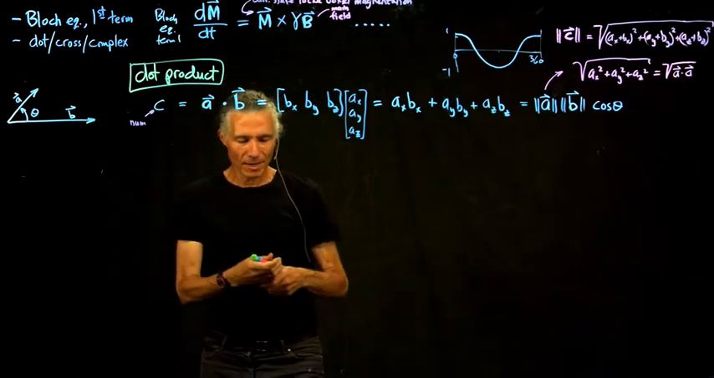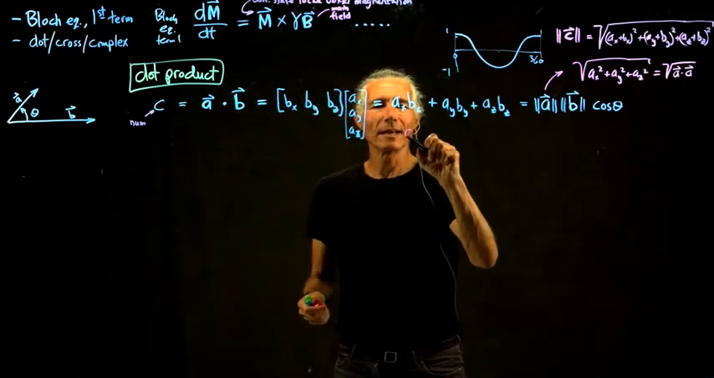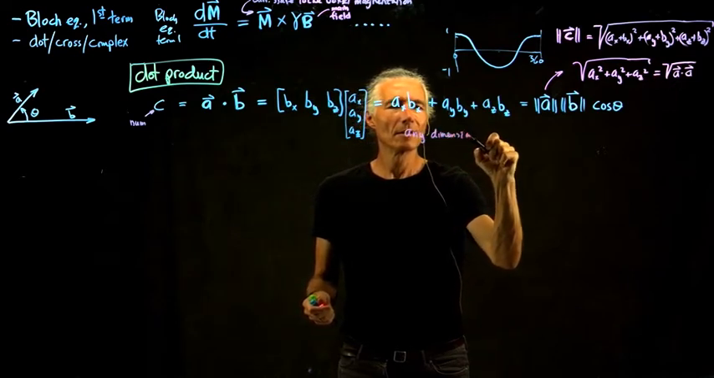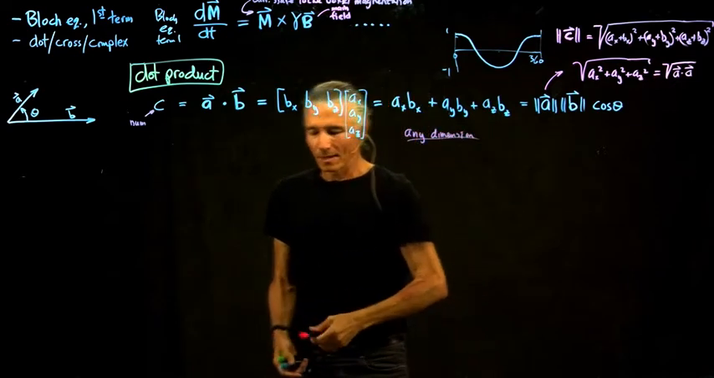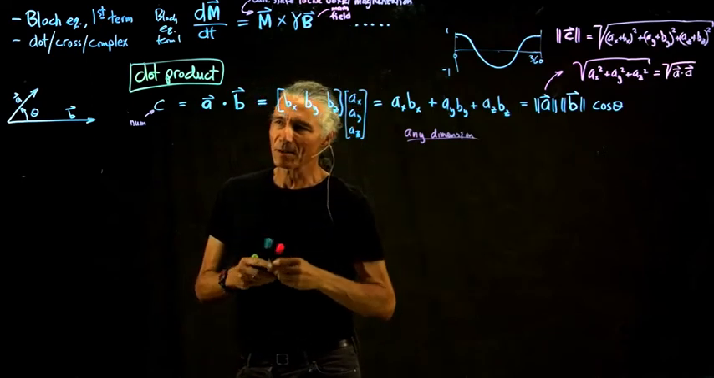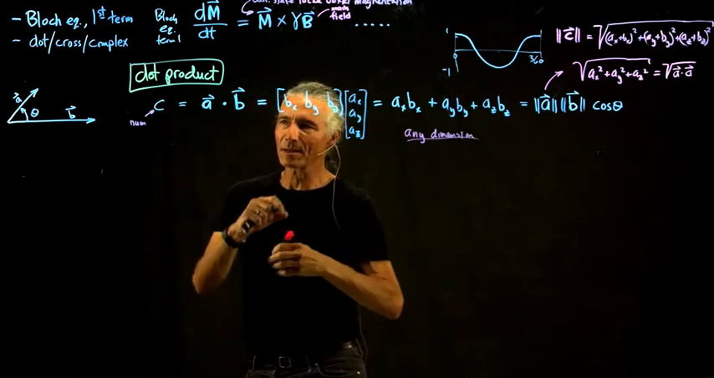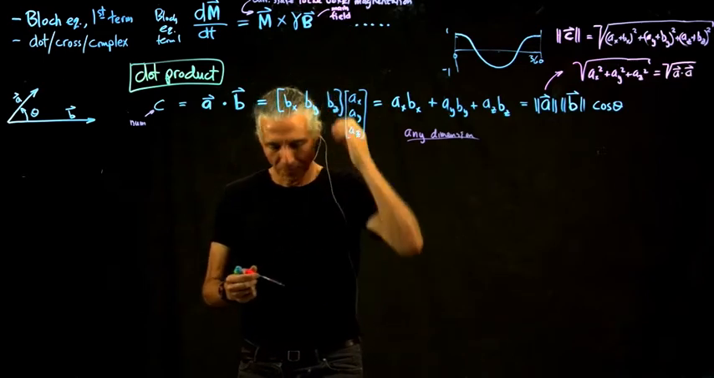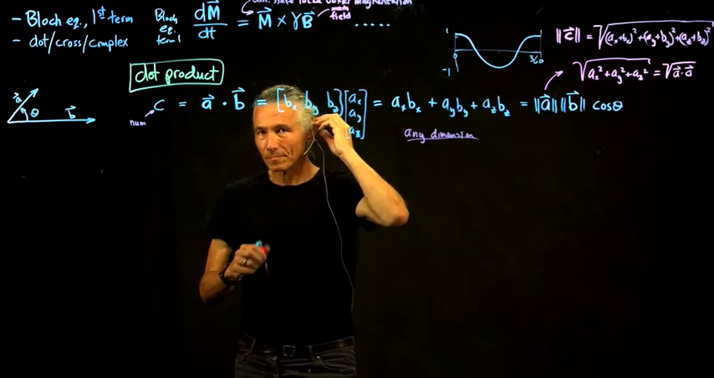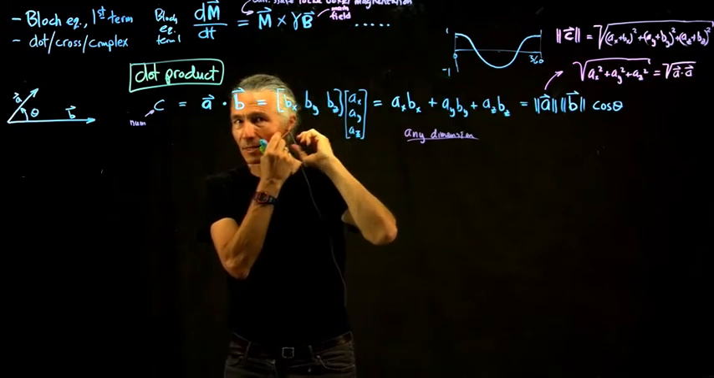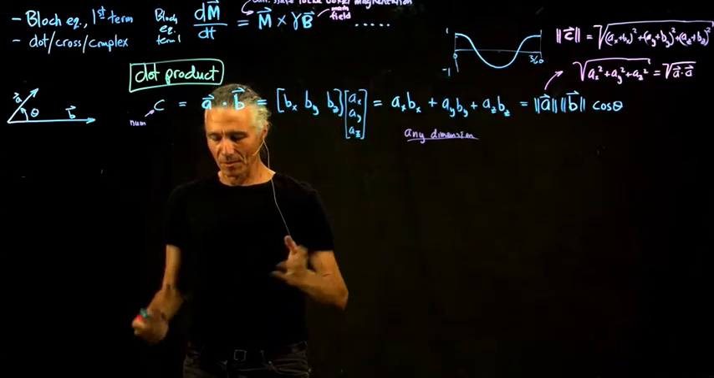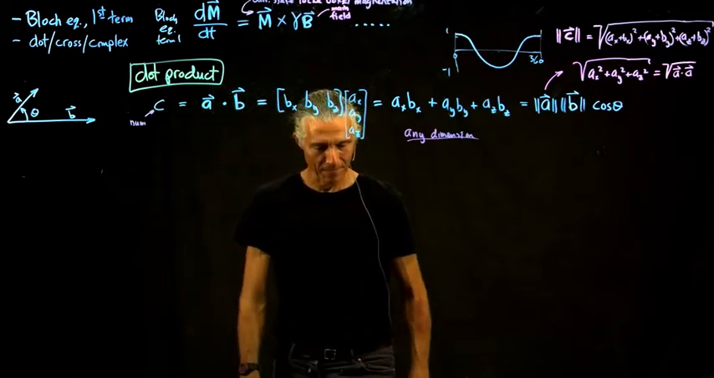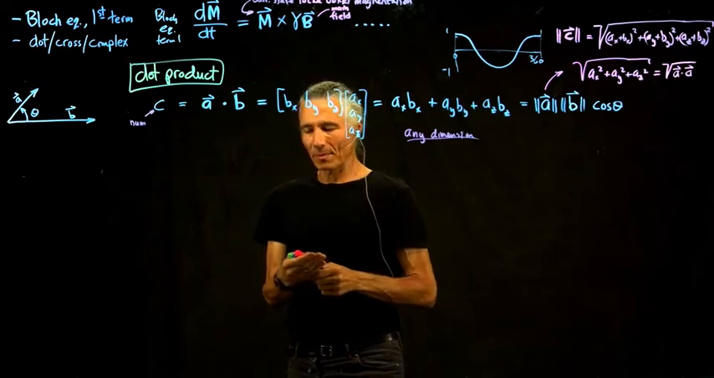So the dot product generalizes to any dimension. If you have two 20-dimensional vectors, you can measure how similar they are. And we need the dot product when we start talking about how a head coil picks up an actual signal. So it's a generally useful thing to have. And like I said, it's just related to correlation. Okay, so now let's get to the cross product.